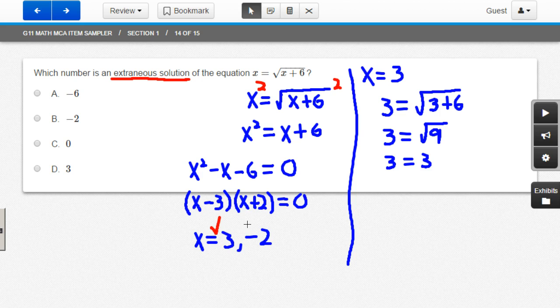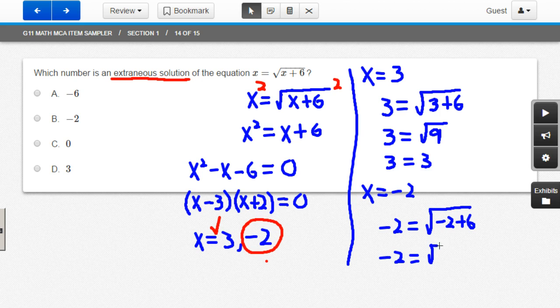By process of elimination, that means negative 2 has got to be an extraneous solution. And we can demonstrate here by looking at a check. If I have negative 2 is equal to square root negative 2 plus 6, that means negative 2 is equal to square root 4. Negative 2 is not equal to positive 2. So that's why we have an extraneous solution here. So the answer then is B, negative 2.